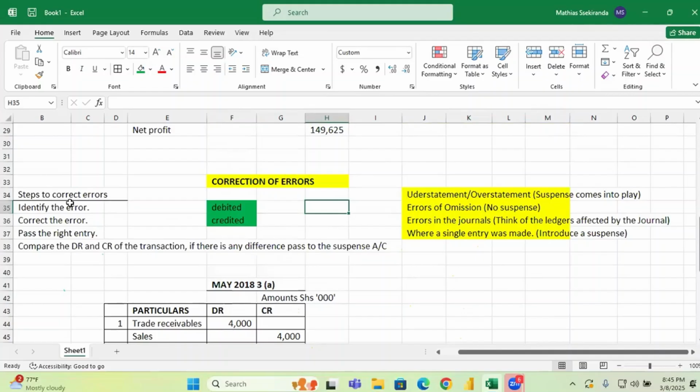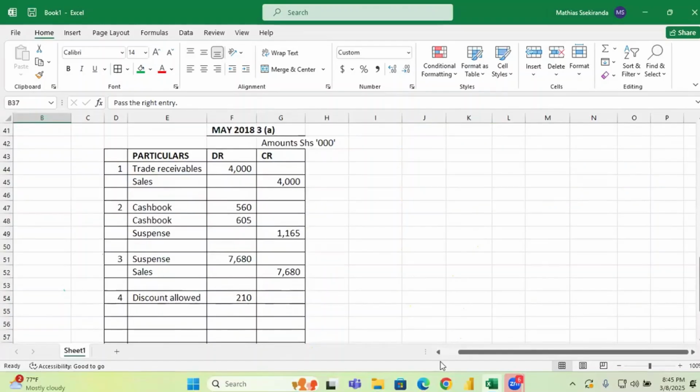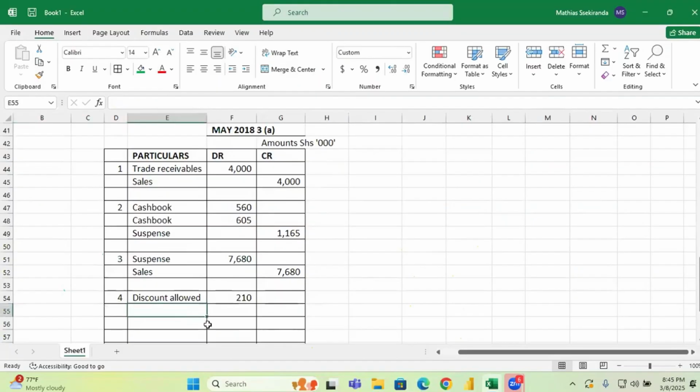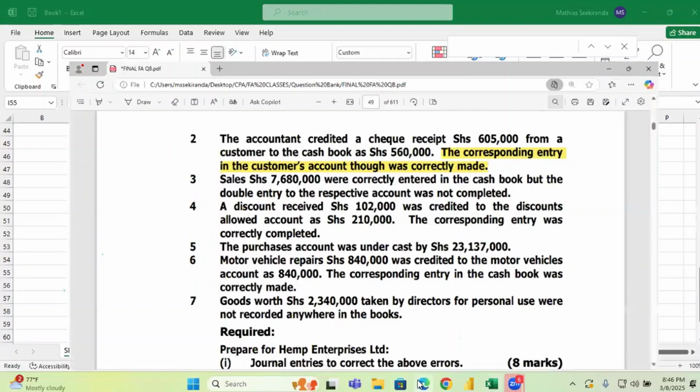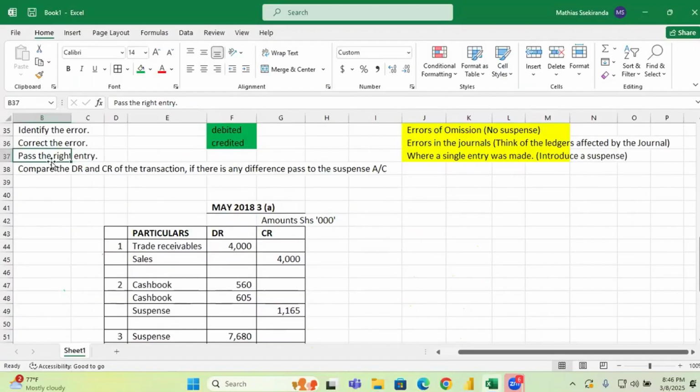Can you pass the right entry? The right entry, this was a discount received. Therefore, we had to credit discount received, because discount received is an income. We had to credit discount received with 102, because the correct amount is 102 that was received. Now we have passed the right entry. Okay, we have credited discount received.